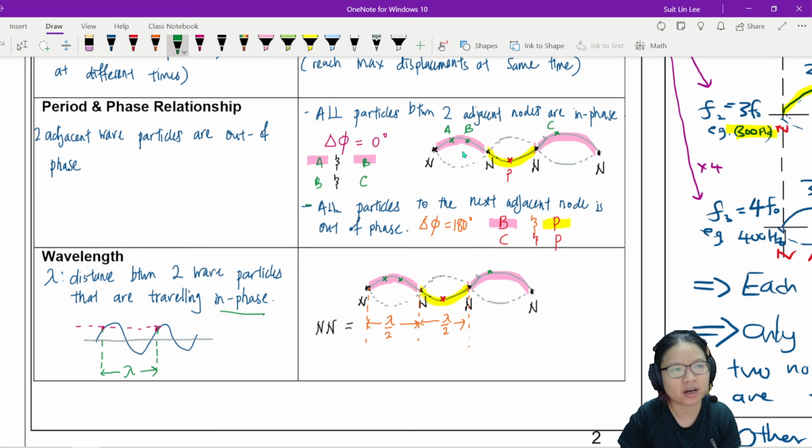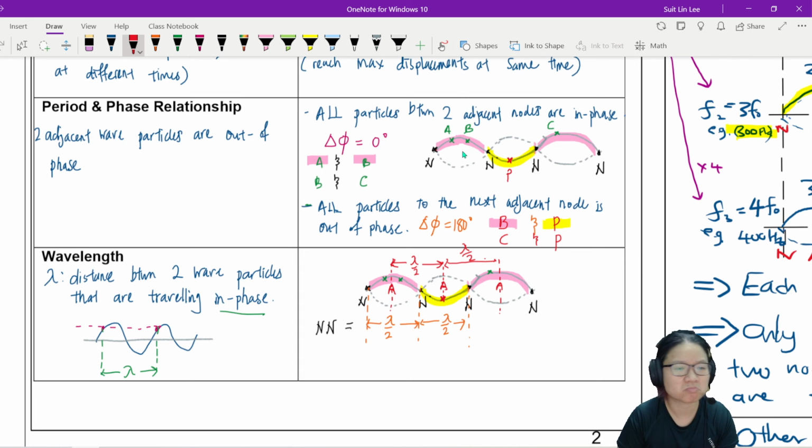Teacher, not fair, you never label the antinode. Okay, I label the antinode now. Antinode is the peak, the hyper peak movement. So here is an antinode. In the middle here is also an antinode. So here to here will be lambda over 2 as well. In fact, there's another antinode here, which is also, when measuring wavelength, lambda over 2.